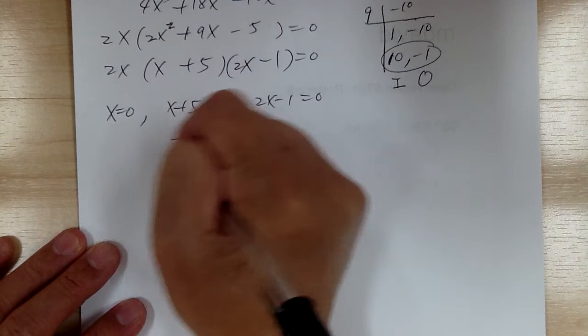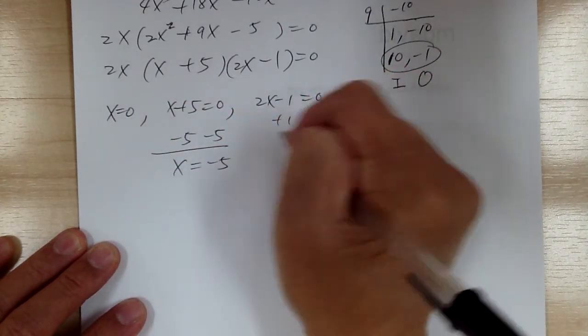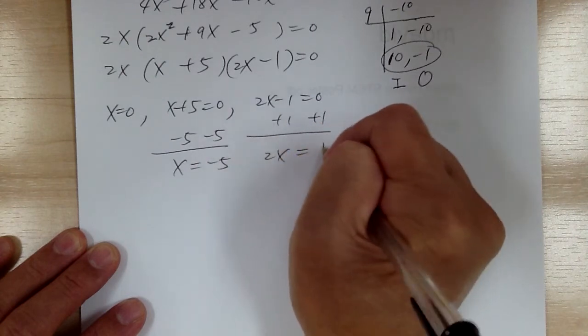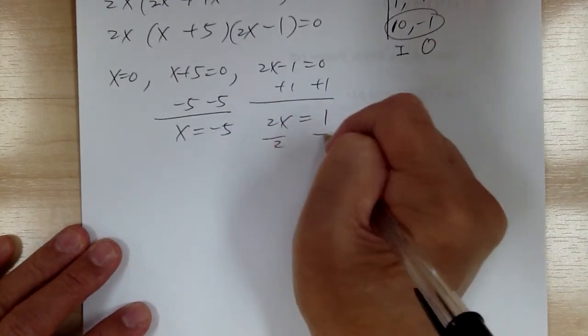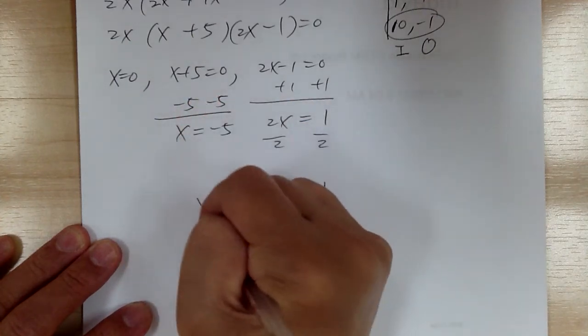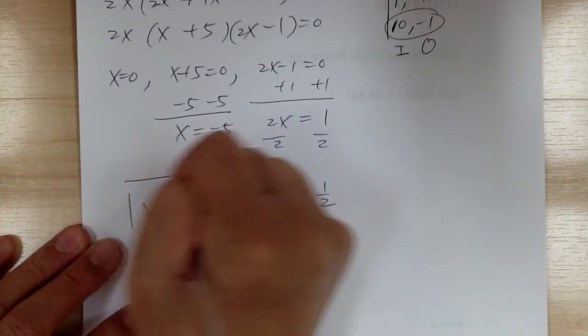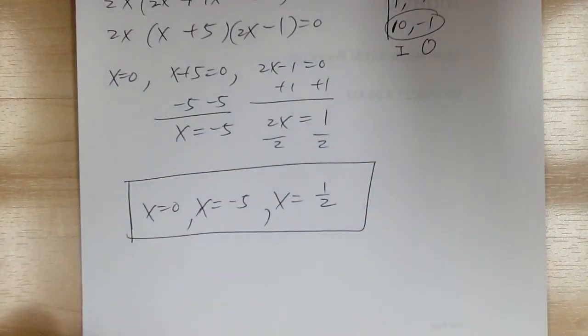So minus 5 on both sides. So x equal to negative 5. This one you plus 1 on both sides. So you got 2x equal to 1. And divide by 2, divide by 2. So x equal to 1/2 from here. This one you got x equal to negative 5. From here you got x equal to 0. Okay, so you got 3 answers.